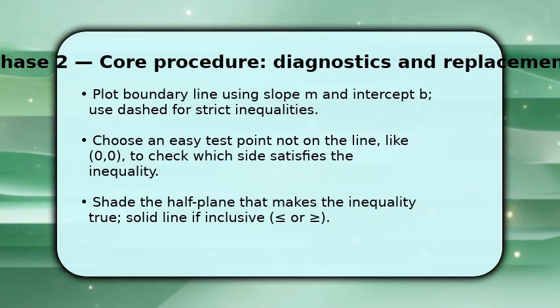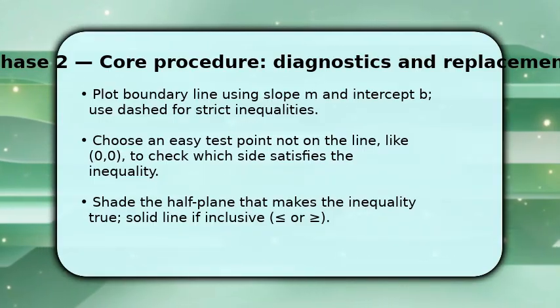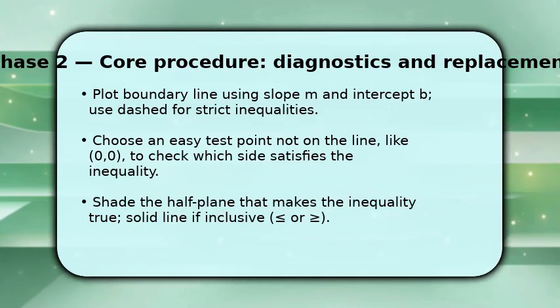Once drawn, pick a test point not on the line, often 0, 0 works, and substitute it into the original inequality. If the test point makes the inequality true, shade that side. If false, shade the opposite side so the correct solutions are highlighted.